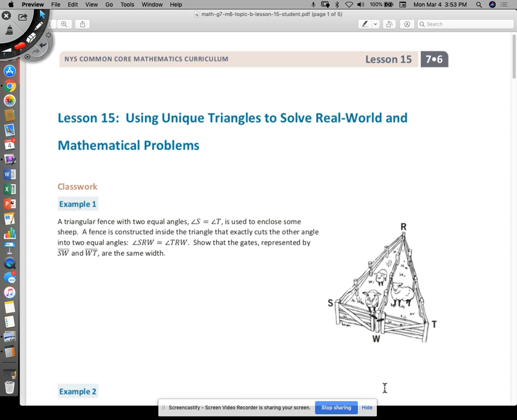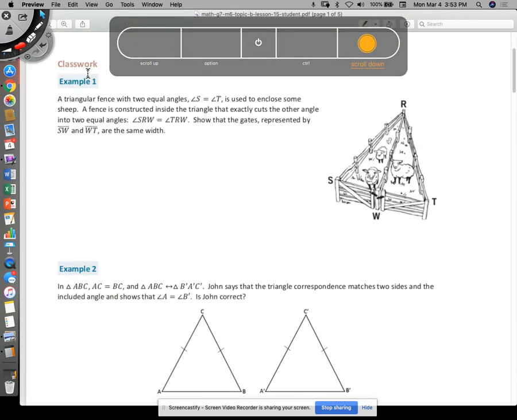All right, this is the last lesson of Topic B for Module 6, Lesson 15, 7th grade. So we're talking about those unique triangles and trying to use them more in a real-world situation. A lot of times we think, okay, when am I ever going to use geometry? Actually, quite a bit. All right, so let's go ahead and pull this up.